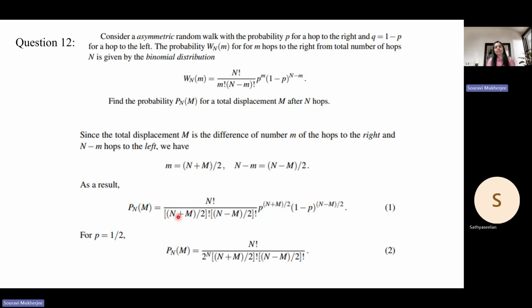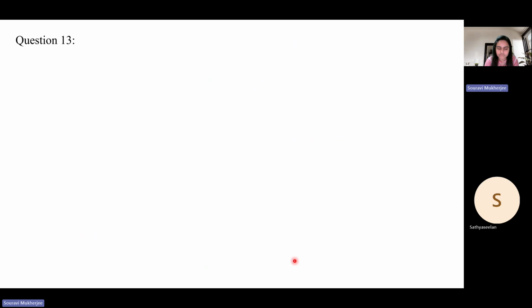For questions where you are asked that it comes back to the same point, then your M goes to 0. So this is how, from the binomial distribution, you can write it in terms of the net or total displacement after n hops. For p equal to half, which is typically the case for a symmetric walk where you have equal probability of taking left and right steps, it would be given by this. So that's the typical way of solving random walk questions.